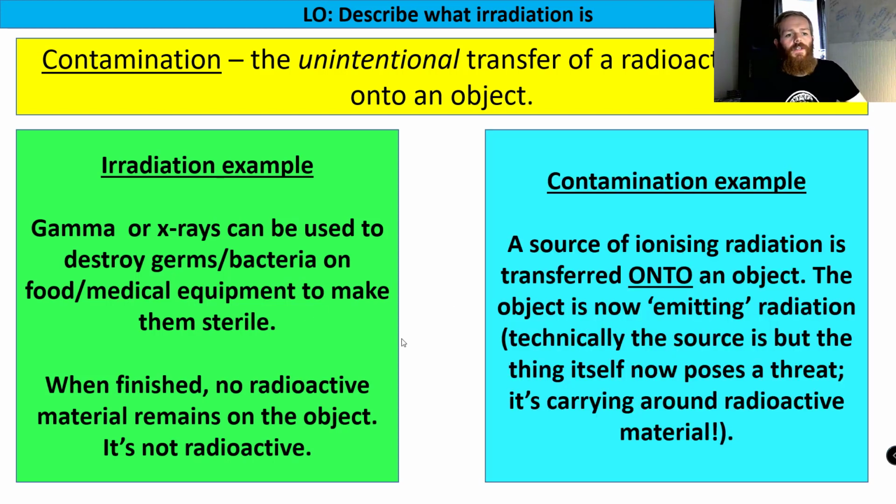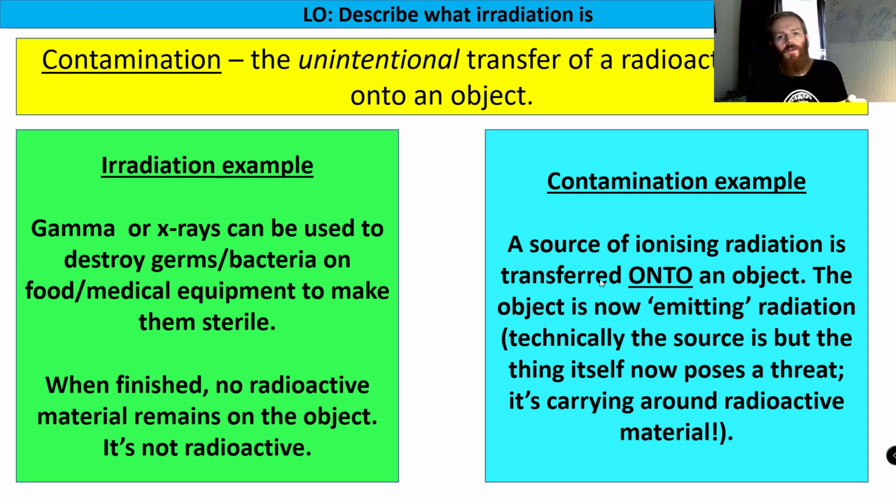Contamination is different. With contamination, a source of ionizing radiation is transferred onto an object. Remember, a source of ionizing radiation is something that gives out radiation. So let's say, for example, this is a lump of uranium. That is a source of ionizing radiation, because the uranium that this is made out of is ejecting ionizing radiation.